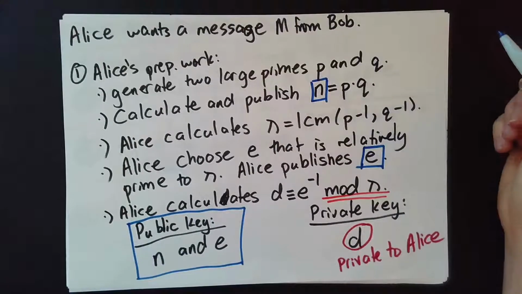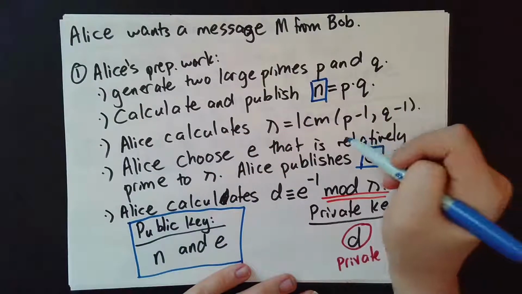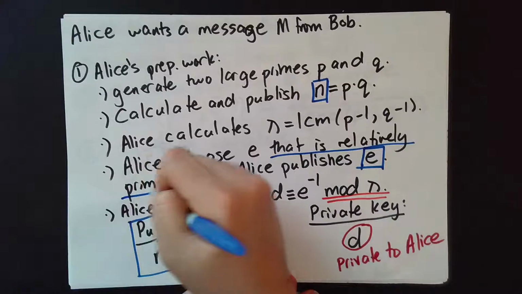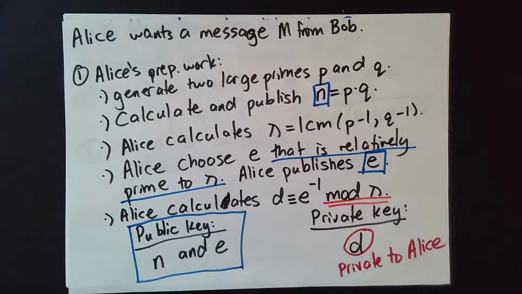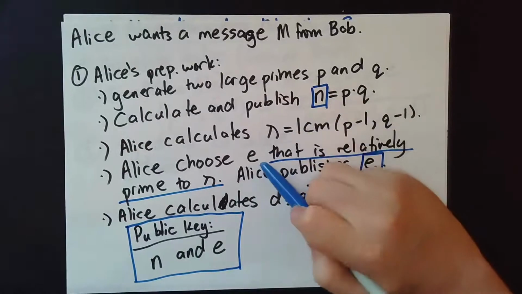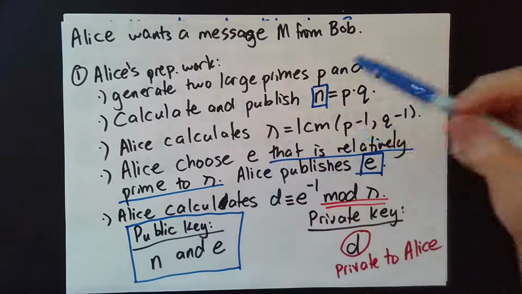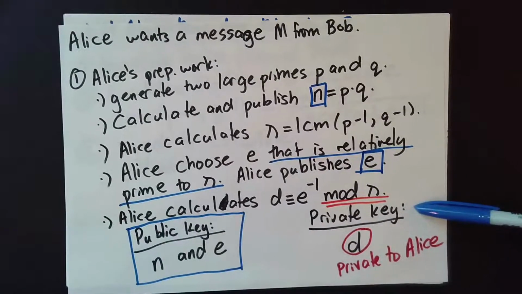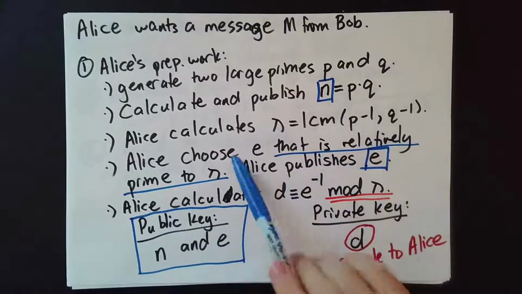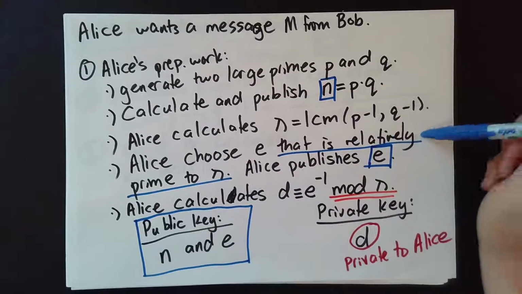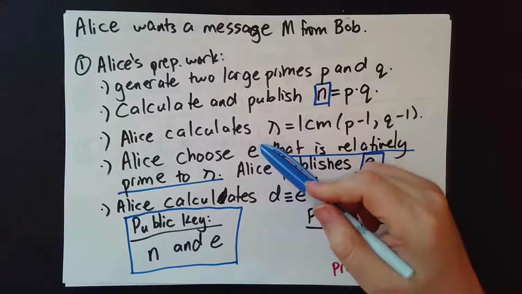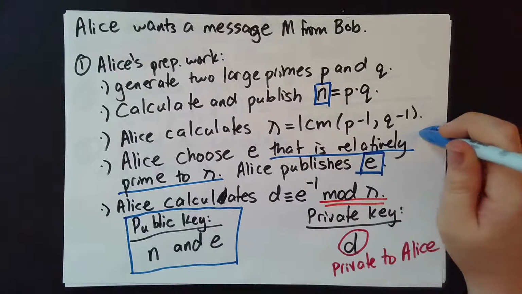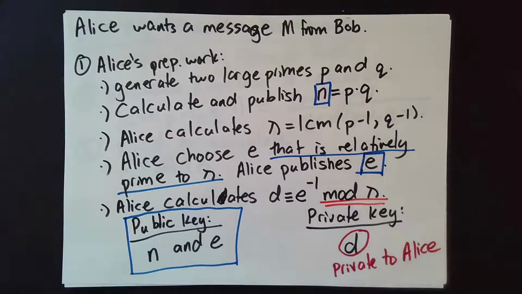Please note, by the way, the reason why Alice needs to choose an E that is relatively prime to lambda is because the next thing Alice is going to do is to calculate the inverse of E mod lambda. If E is not relatively prime to lambda, then E won't have an inverse mod lambda, and this whole thing will break. So this is a very real requirement. Alice really needs to make super sure that whatever E she has chosen is genuinely relatively prime to lambda, or this next step won't work.